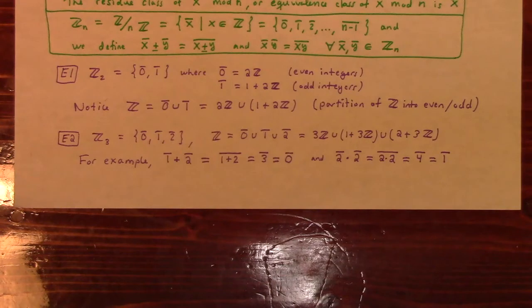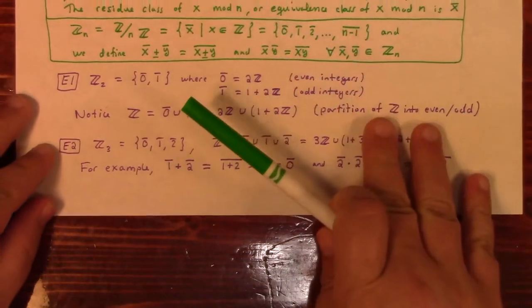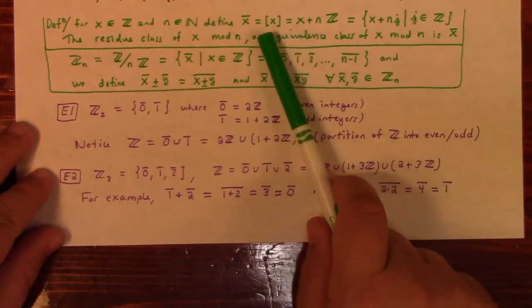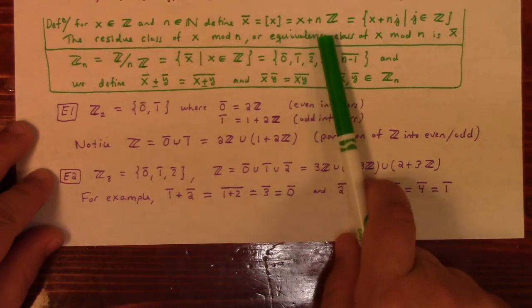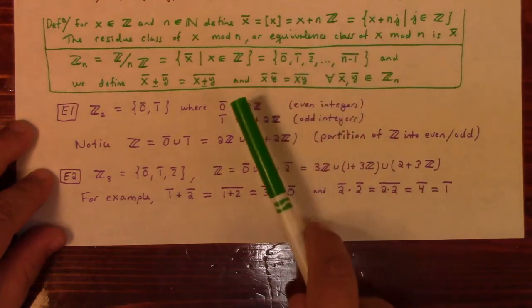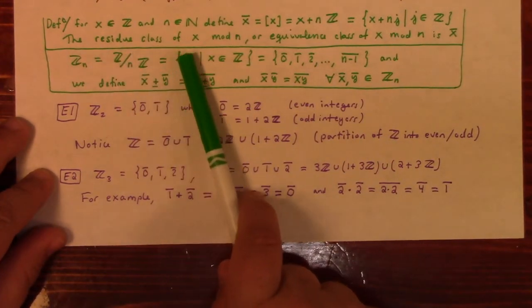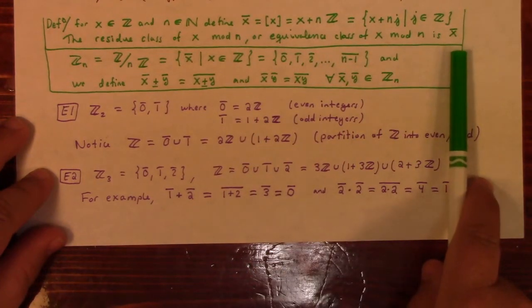So here's the definition. For integer x and positive integer n, we define x bar. Oops, sorry guys, I'll get it eventually. We define x bar, or bracket x, I use both notations, to be x plus nZ, and what that means is it's x plus multiples of n, plus or minus. And the residue class of x mod n, or equivalence class of x mod n, is x bar, okay?